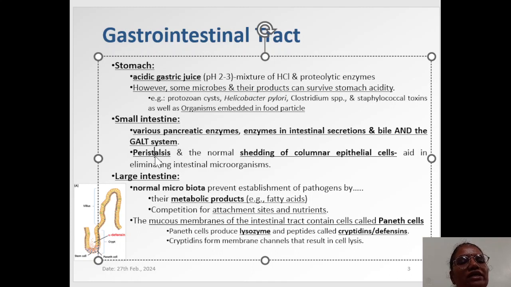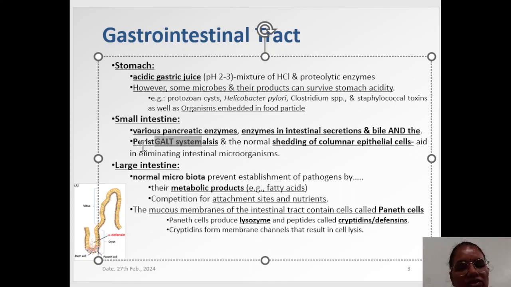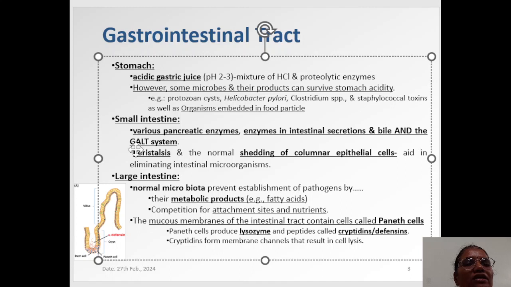In addition to that, the continuous movement of the intestinal tract by the mechanism called peristalsis, which is basically meant to make the passage of food easy throughout the intestinal lumen, also helps to move the organisms or particles which have entered this area.